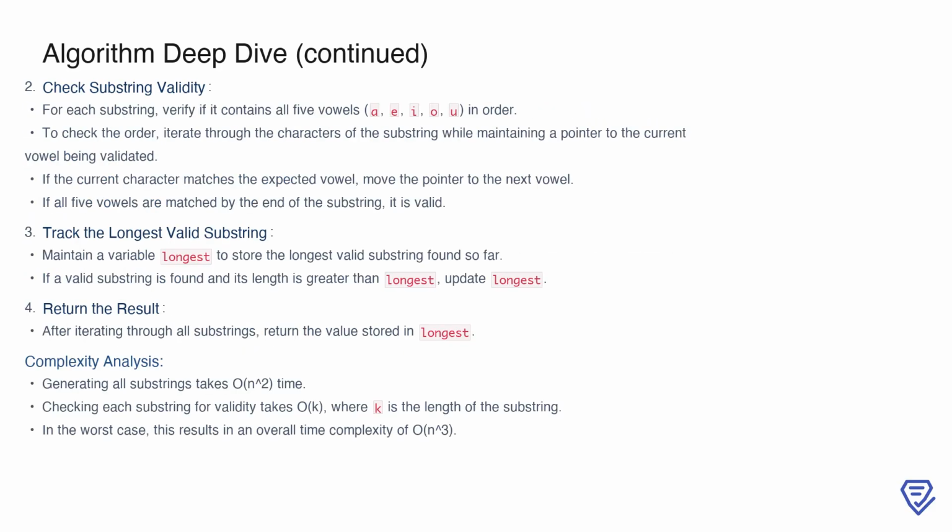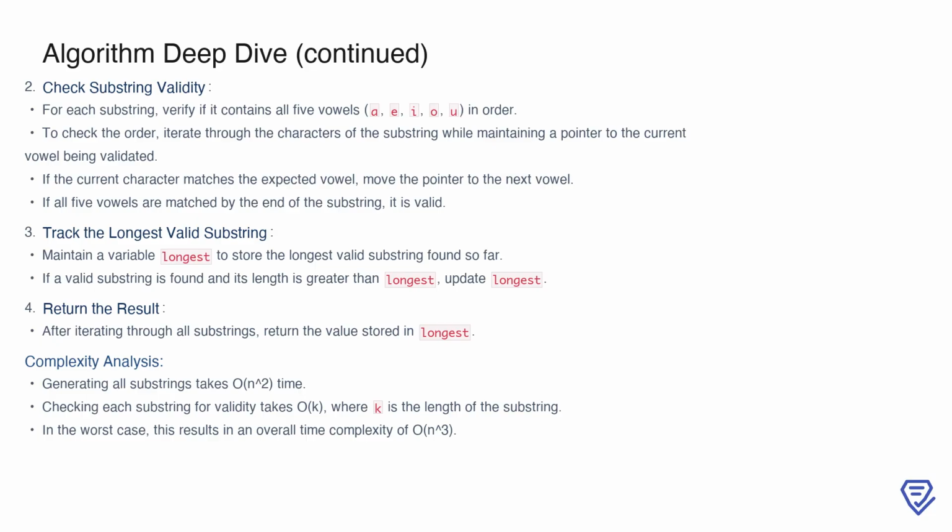Once we have the substrings, the next step is to verify if each one is a valid vowel substring. To do this, we need to check that the substring contains all 5 vowels in the correct order. This can be achieved by iterating through the characters in the substring while using a pointer to track the current vowel we expect to see. If a character matches the expected vowel, we move the pointer forward to validate the next vowel in the sequence. If all 5 vowels are successfully matched by the time we finish iterating through the substring, it is considered valid.